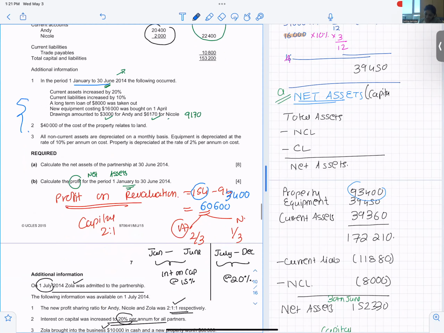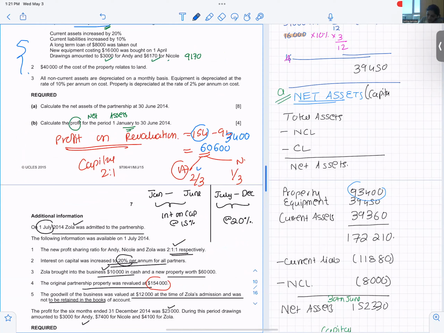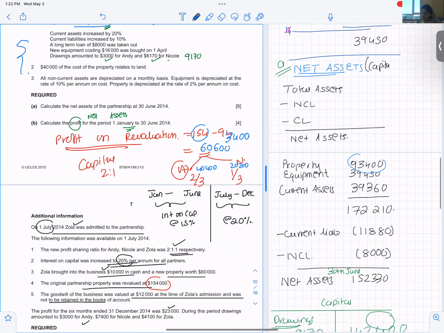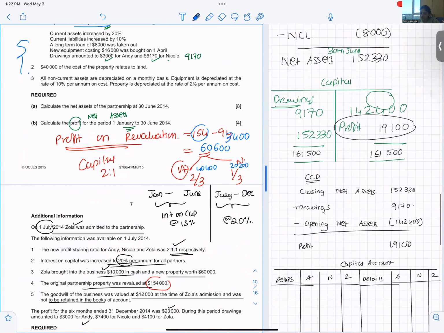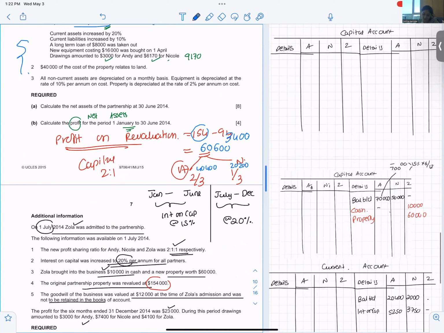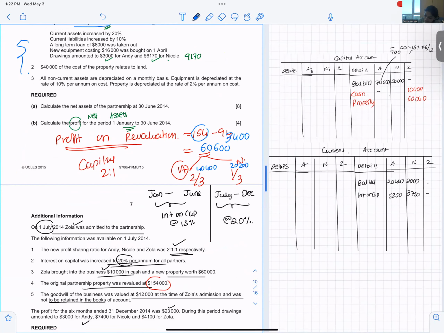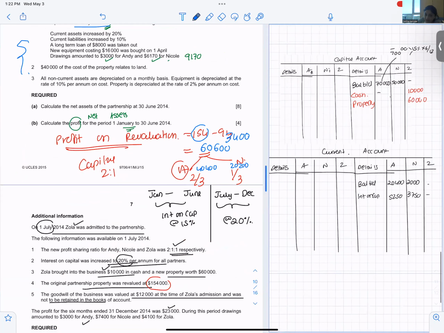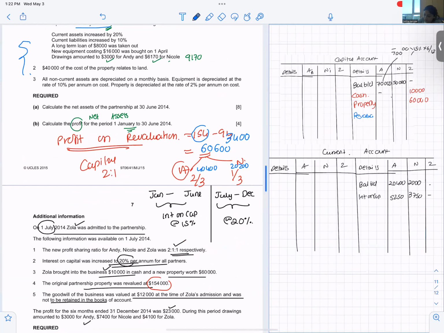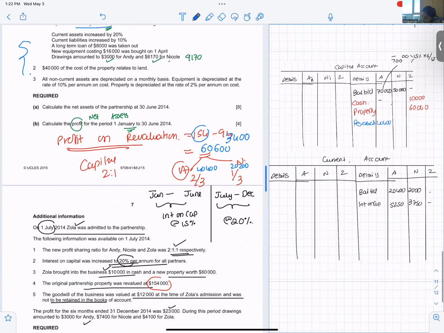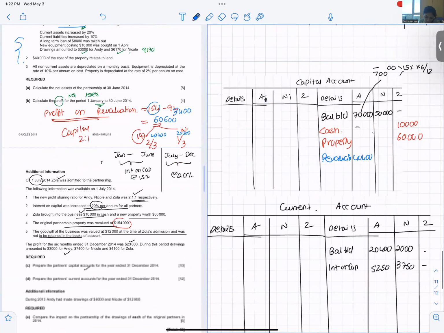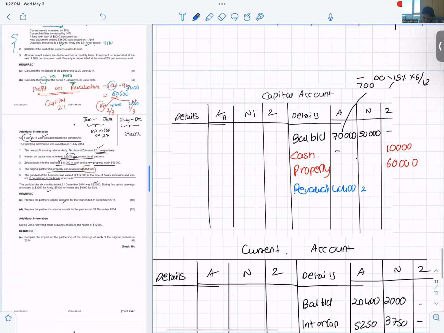So Andy will get how much? 40,400 and Nicole will get 20,200. Revaluation profit or losses is transferred into partner's capital account. So it's a revaluation profit. So 40,400 will go to Andy and 20,200 would go to Nicole.